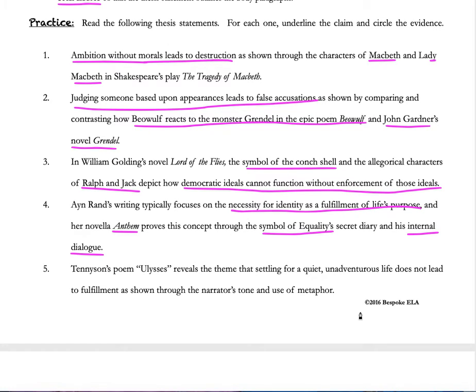Number 5, Tennyson's poem Ulysses reveals the theme that settling for a quiet, unadventurous life does not lead to fulfillment, as shown through the narrator's tone and use of metaphor. This one is very simple, even simpler, I think, than the number 1, because it even identifies here, okay, I know we're talking about a theme first, and then we've got our evidence. So the theme statement, our claim, is settling for a quiet, unadventurous life does not lead to fulfillment. And we've got the tone and use of metaphor as our evidence.